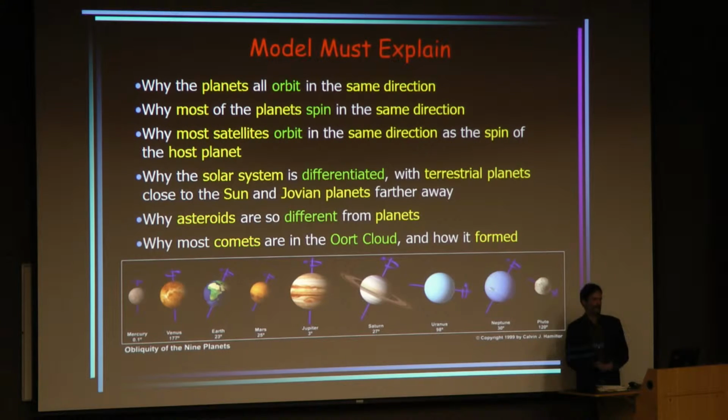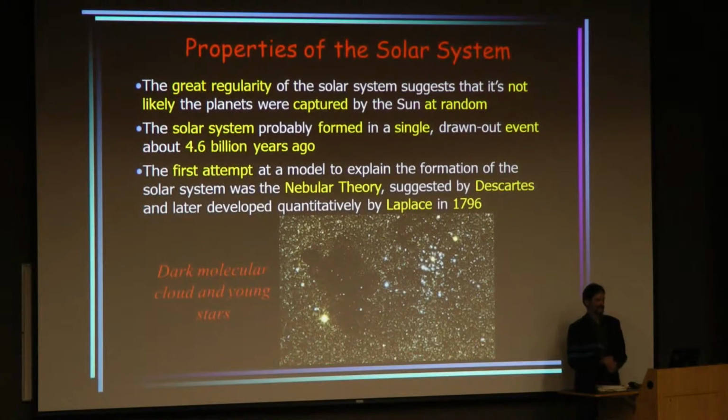We see the differentiation. We see asteroids being different in structure from planets, and we'd like to know why the comets are primarily in the Oort cloud. So there's a bunch of things. That's actually a pretty short list. We could add a lot of things to that, but I'm trying to be brief here. All right, so let's talk about models for the formation of the solar system now.